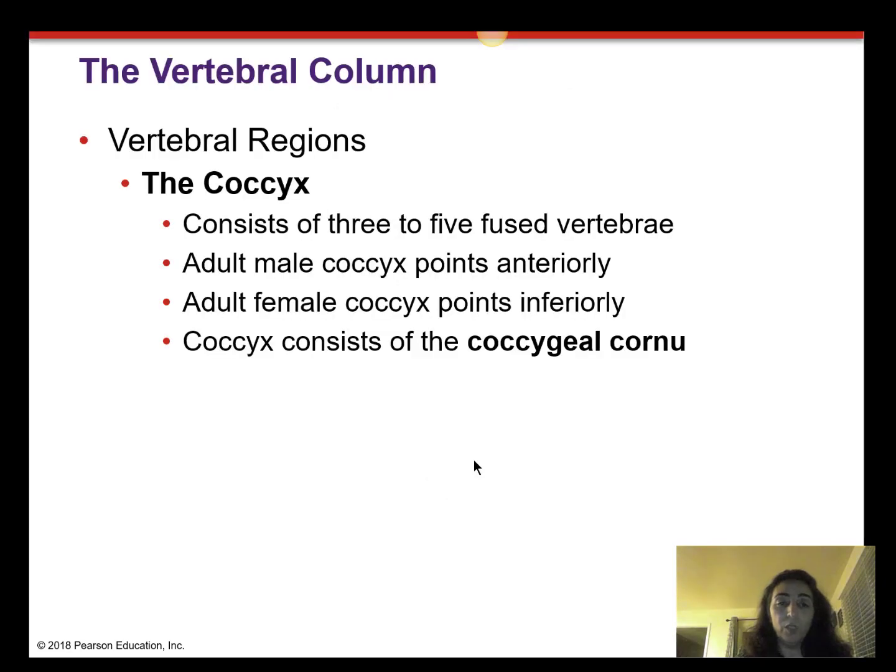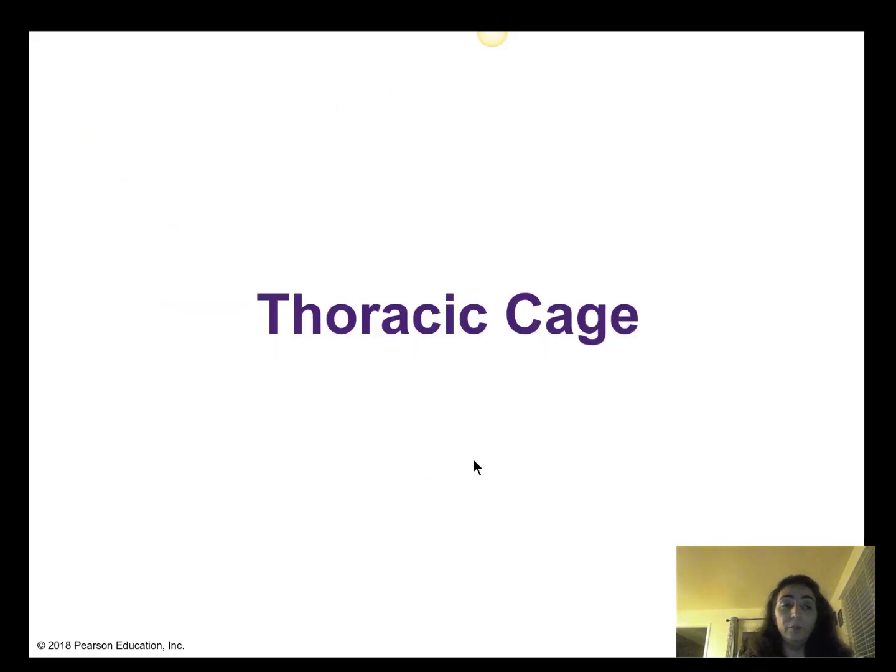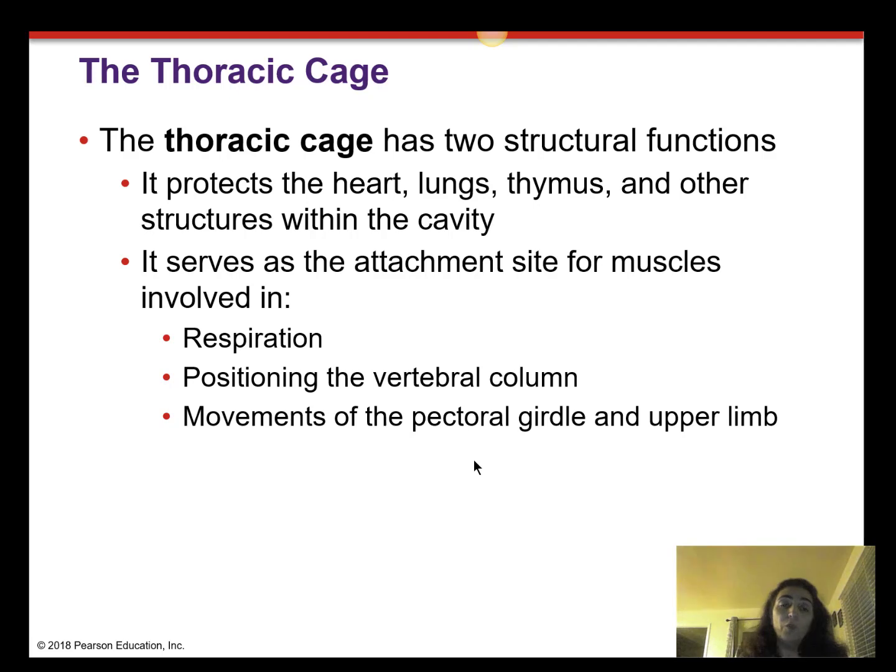So that was regarding the vertebral column. After vertebral column, we go to the thoracic cage. The thoracic cage has two structural functions.